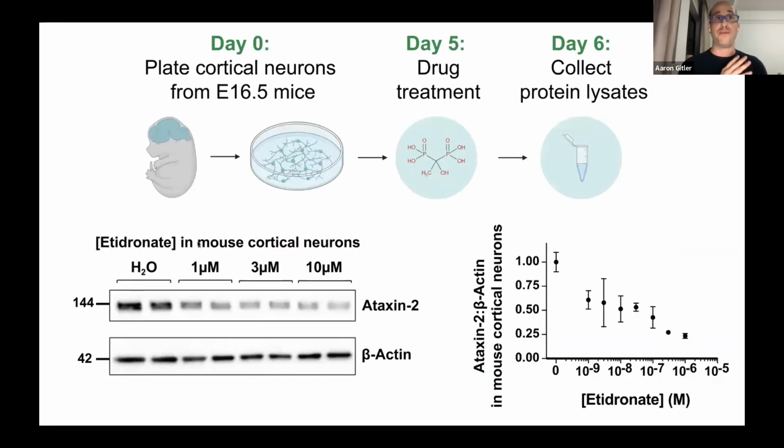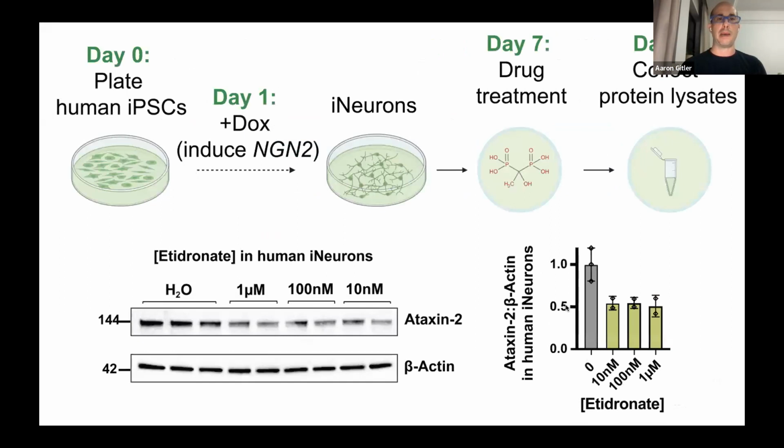And you can see here, again, it's very safe. We can treat a wide range of concentrations. They just have less ataxin-2. In mouse neurons, this is just 3 concentrations, but really a wide range of concentrations. There's less ataxin-2. Same for the human iPS-derived neurons. It's not toxic, and they have less ataxin-2.